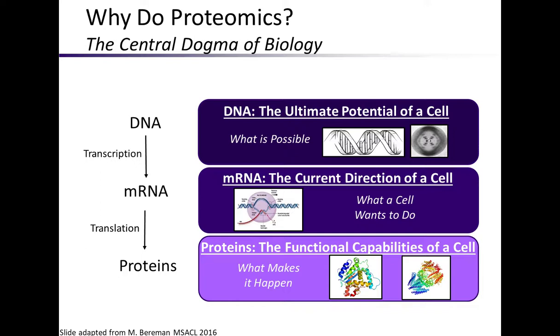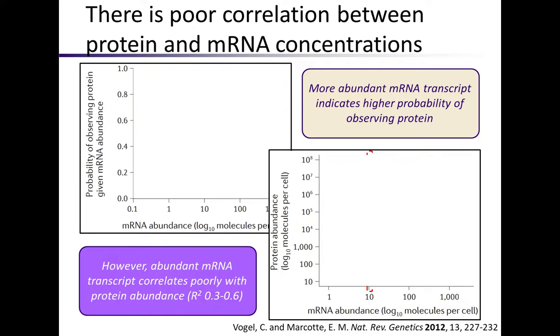And they are harder to measure. We're pretty good at measuring mRNA, right? And so you may ask, well, why not just measure mRNA and infer protein concentration from that? If we measured the mRNA abundance, the probability of observing a given protein based on its mRNA abundance does increase, as shown in this graph. However, predicting the abundance of a protein based on the abundance of mRNA is not so straightforward. If we look at this correlation, there's an R squared of between about 0.3 and 0.6. There are lots of studies that have shown this.